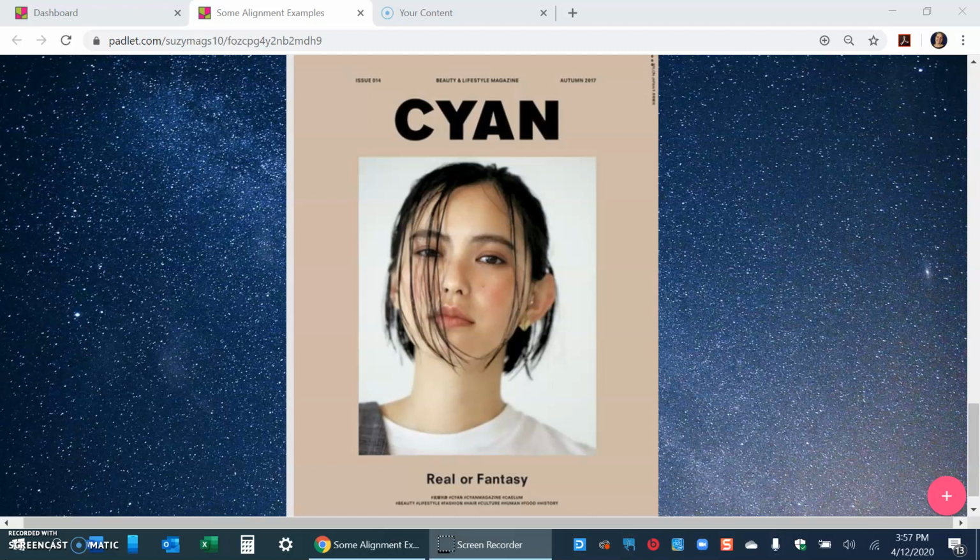So I'm here, I have some of your examples from the CRAP assignment on discussion board. I put them up here on my Padlet because I wanted to discuss a little bit more about alignment. I think contrast, repetition, and proximity are pretty easy to grasp, but alignment can be a little trickier.